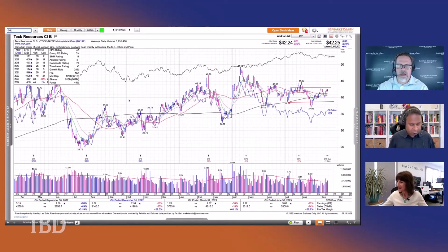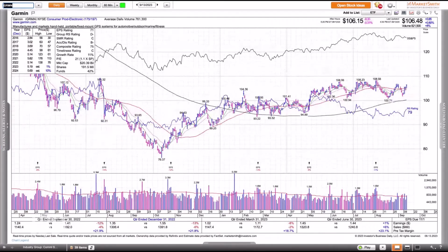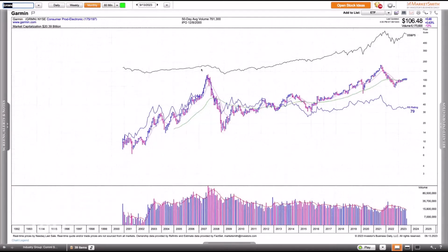Now, Garmin, I remember this as being one of those big leaders. If you go to the monthly chart on this one, if we just start there, this was phenomenal in the aughts, of course, when GPS was really coming to the forefront and changing so much about how we get around. I tried to introduce my daughters to paper maps when they were driving, and they just refused. They would be like, "What? Why would I ever do that?"